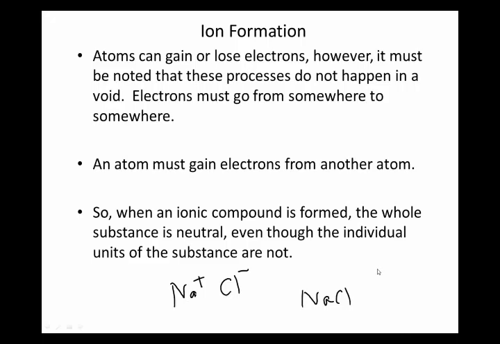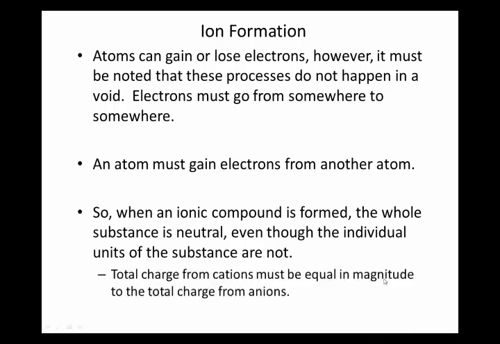But secondly, sodium and chlorine started out neutral. So in this mess, there is an equal number of protons and electrons. We're just shifting 1 electron from one to the other, but overall, the number of electrons has to be constant. So we're not going to have something that has a charge. So the total charge from the cations has to be equal in magnitude to the total charge of the anions.